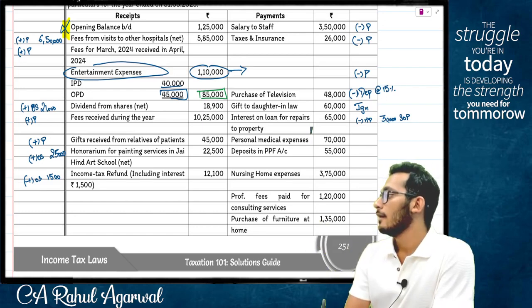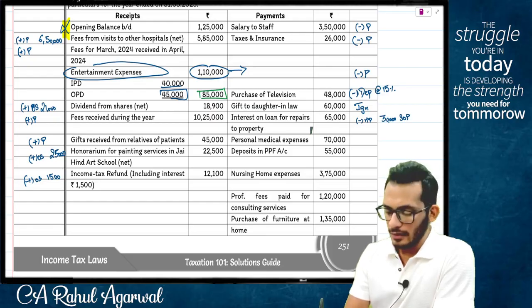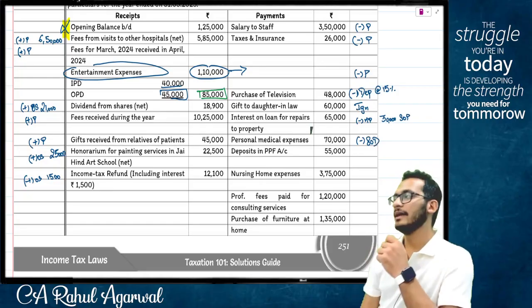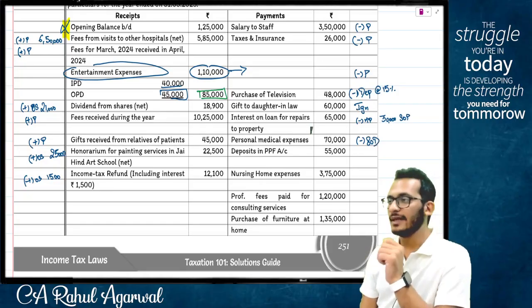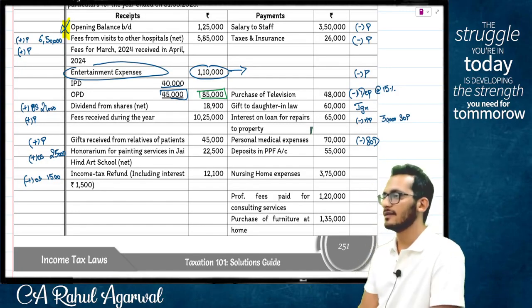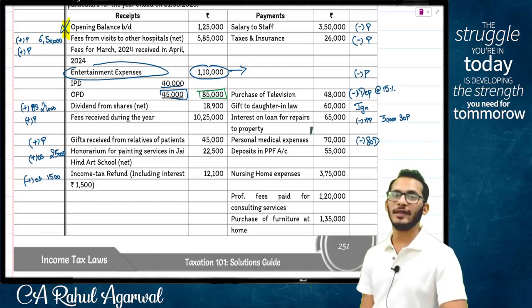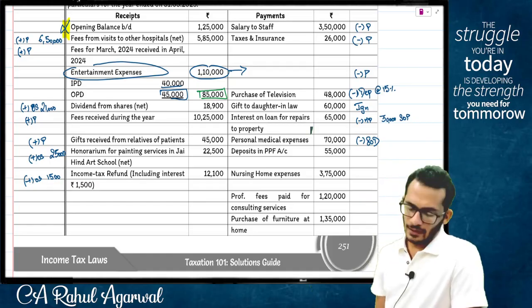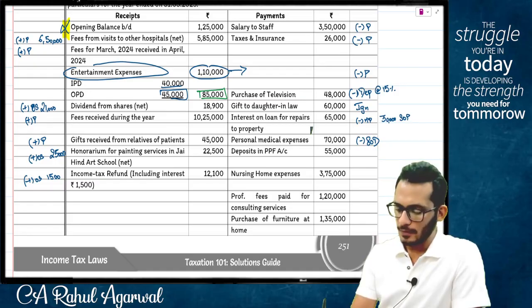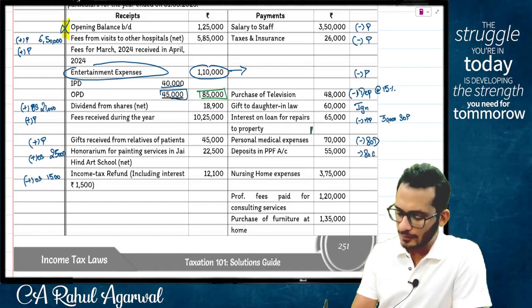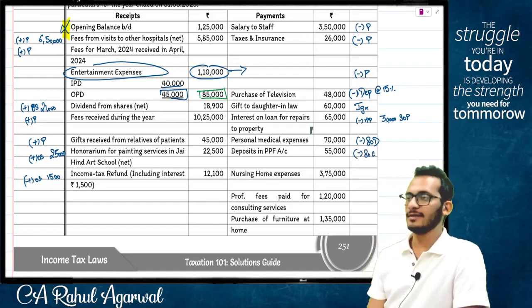Next, personal medical expenses. I will claim 80D. I am a senior citizen. I will check the question, people. If the question has medical insurance, I will ignore it. But if the question does not have medical insurance, I am allowed 80D. Next, deposit in PPF, 80C. Very good.